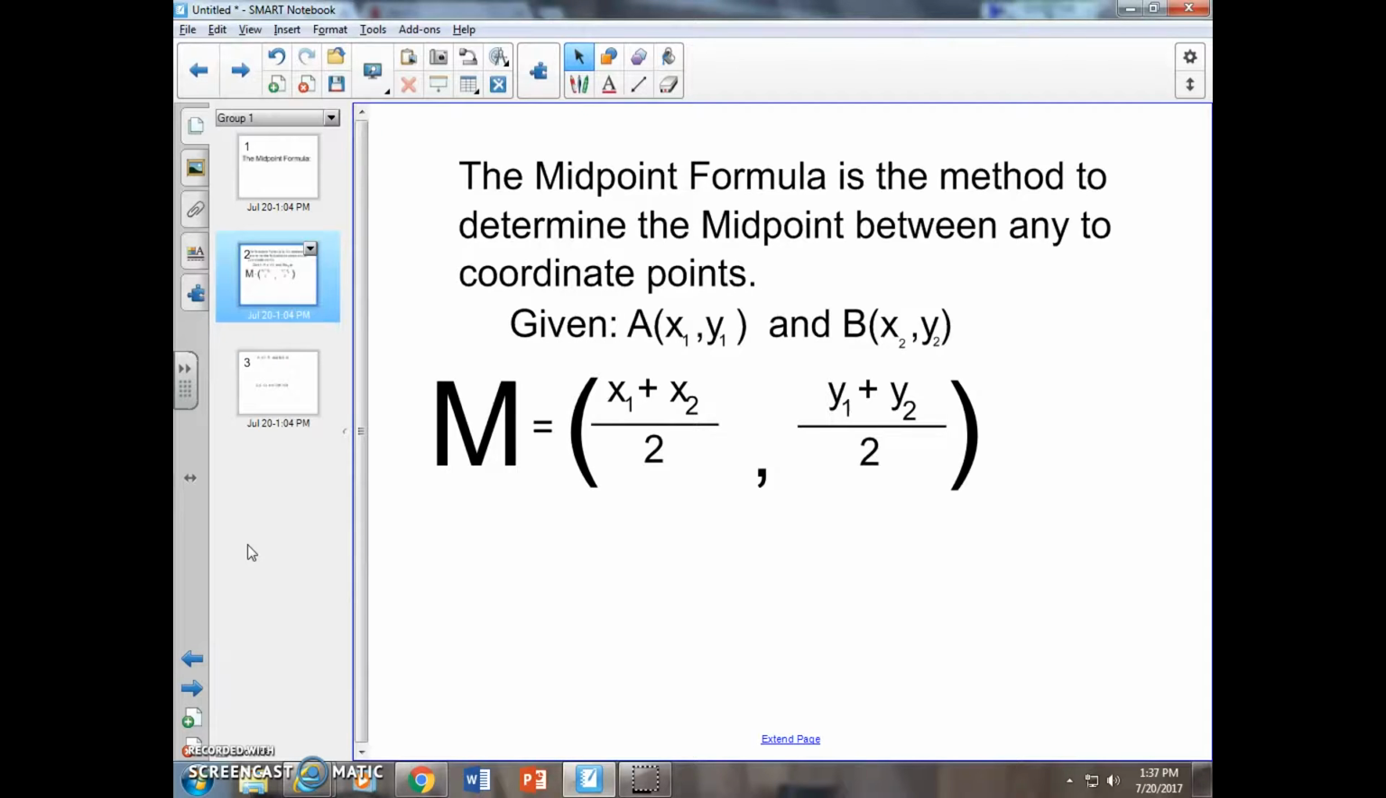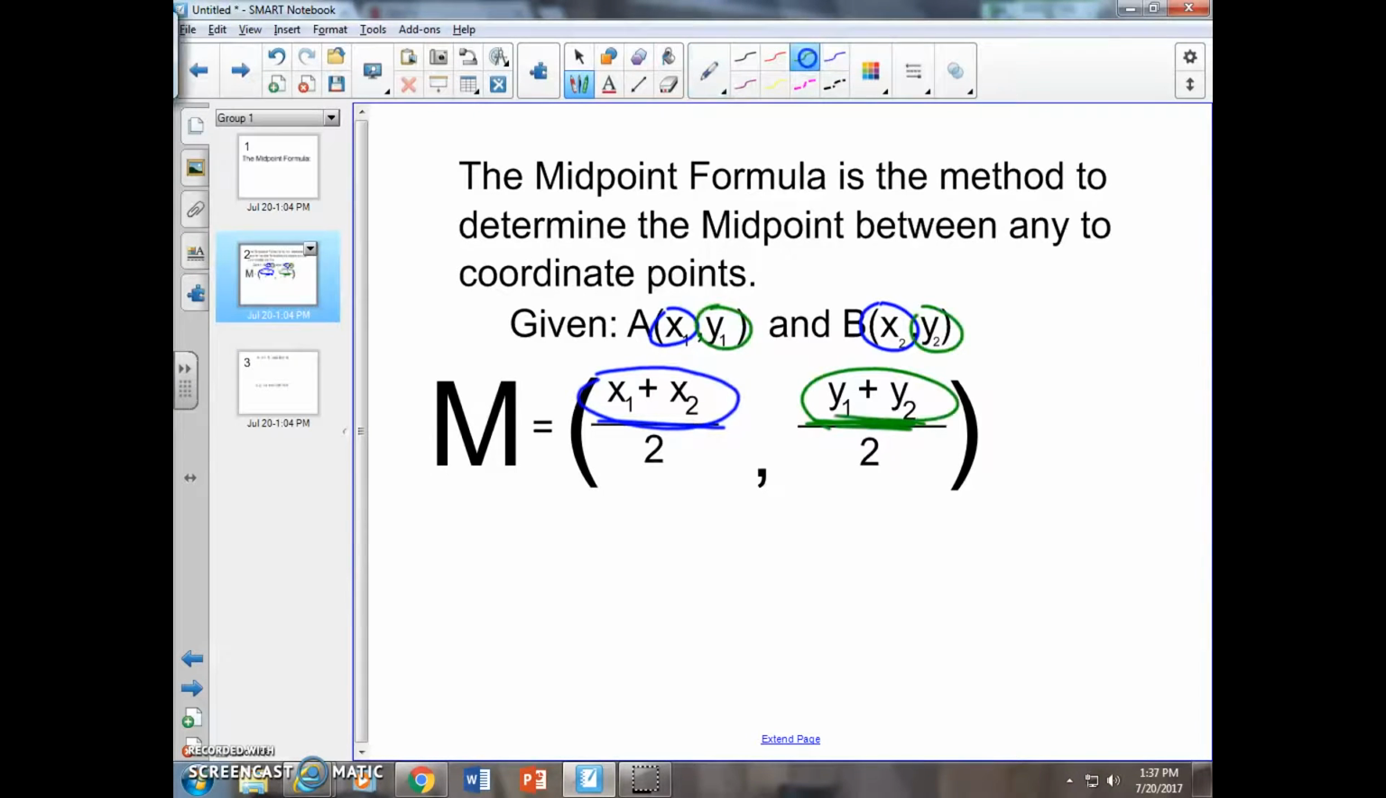It is given by the formula m for midpoint equals, and then I know that sometimes this looks like a real confusing formula, but what it's telling you to do is add up the x values and divide by 2, and then add up the y values and divide by 2. And that's going to be your answer.